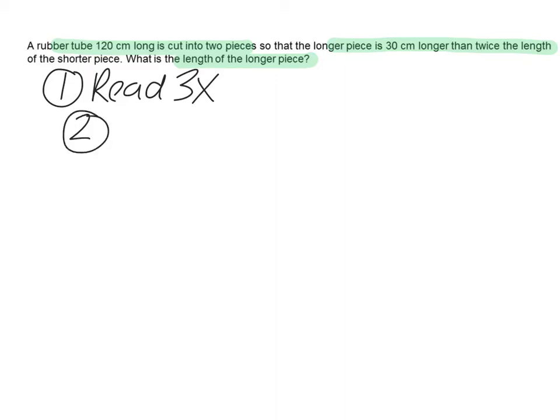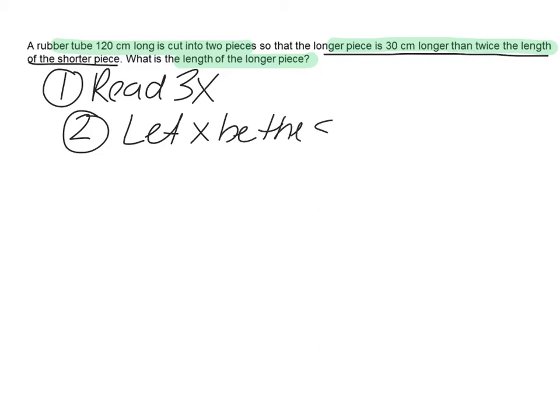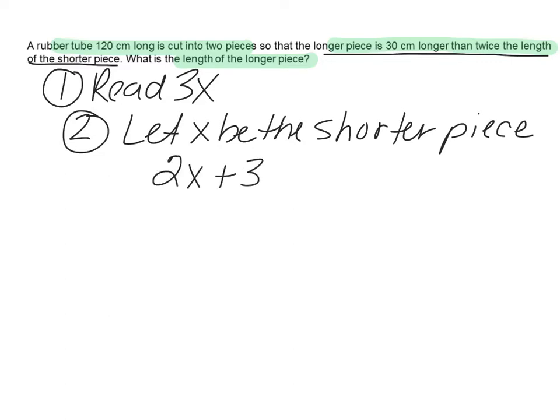Now in this problem, they're asking us to find the length of the longer piece, but what I did notice when I was reading the problem is that it quotes us the longer piece in terms of the shorter piece. So in this case, I'm going to let x be the shorter piece. Now, based on the information given to us in the question, it says the longer piece is 30 centimeters longer than twice the length of the shorter piece. So that would mean that 2 times the shorter piece plus 30 would be the length of the longer piece.